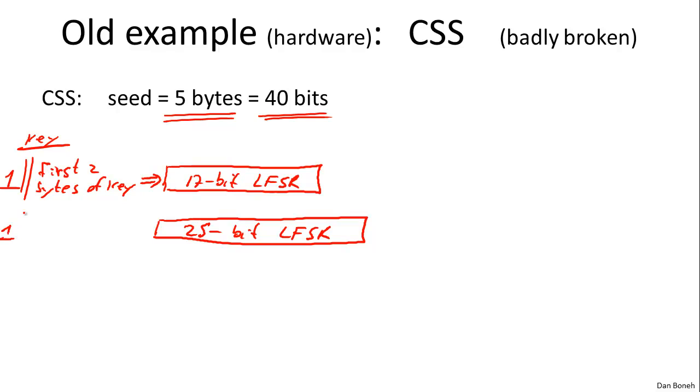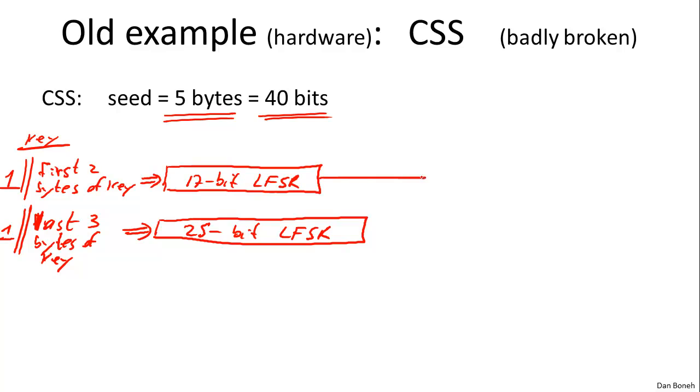And then the second LFSR is initialized the same way: 1 concatenated with the last 3 bytes of the key, and that's loaded into the initial state of the LFSR. You can see that the first 2 bytes are 16 bits plus a leading 1, that's 17 bits overall, whereas the second LFSR is 24 bits plus 1, which is 25 bits. And you notice we used all 5 bytes of the key.